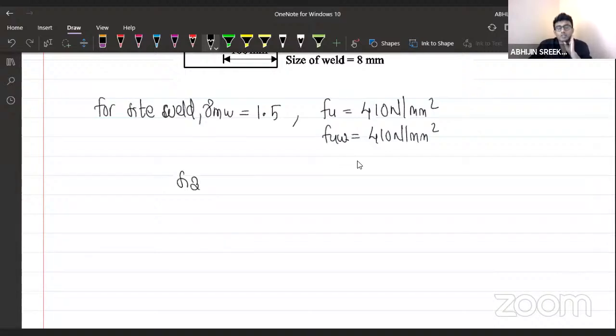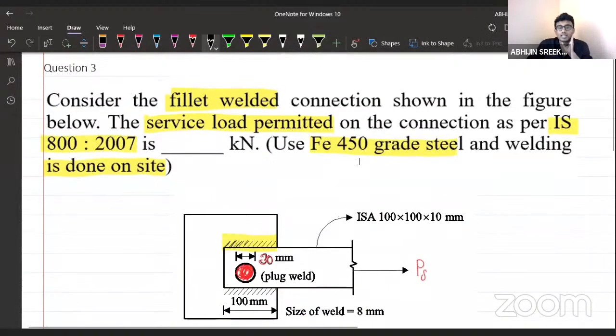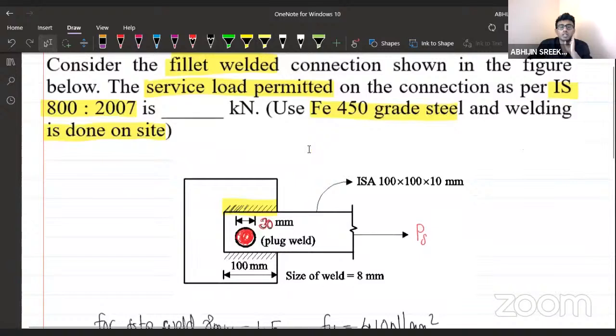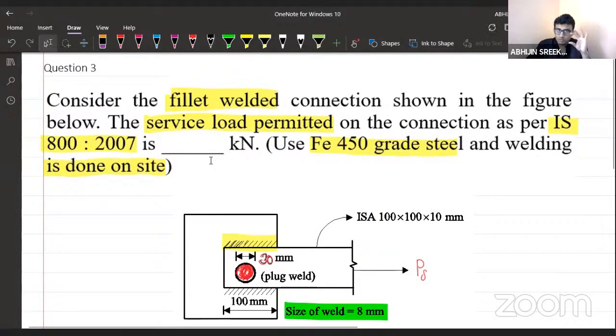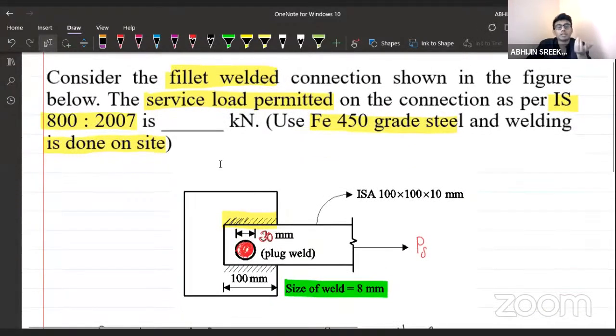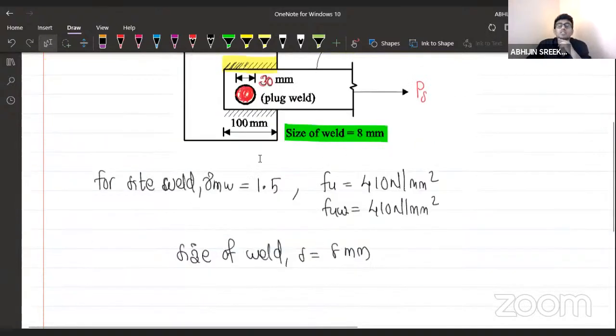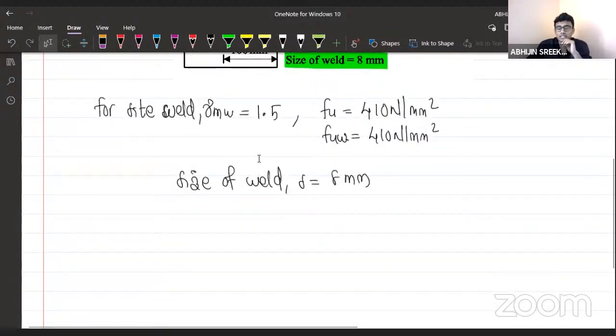And size of the weld is also given in the question. It is given as 8 mm, right? I think it is not mentioned in the question wording. Yes, it is mentioned in the figure here, as 8 mm. Very good. Sometimes you have to be very careful here. Sometimes it will not be given in the question statement, but you will get the details in the figure. So size of the weld here is 8 mm.